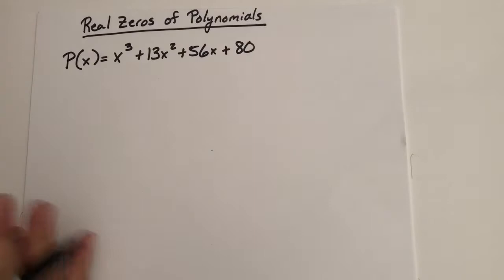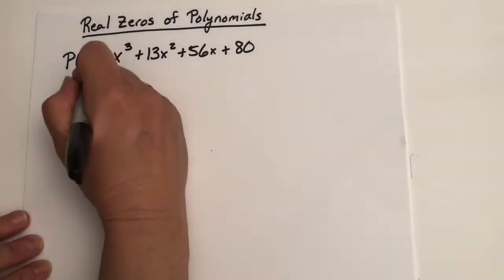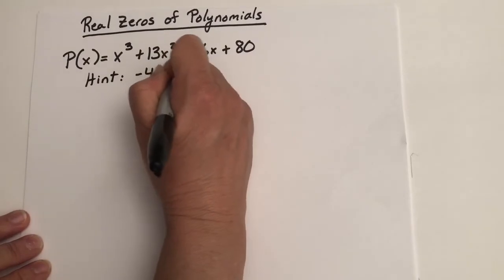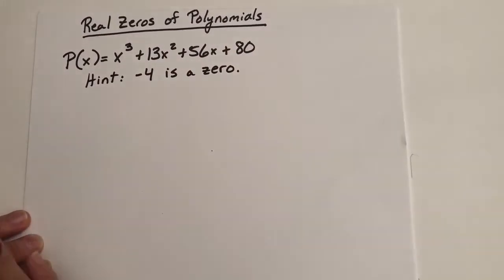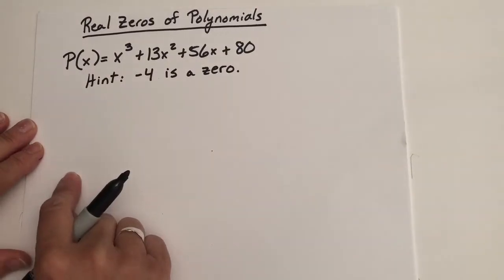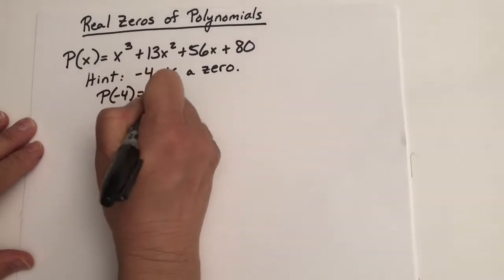But still, I don't know what number to try. -1, -5, -11. But what if I gave you a hint? Let me give you this information. I'm going to tell you that -4 is a 0. Could you find all the remaining zeros of this polynomial? Well, by my telling you -4 is a 0, that means that P of -4 equals 0.